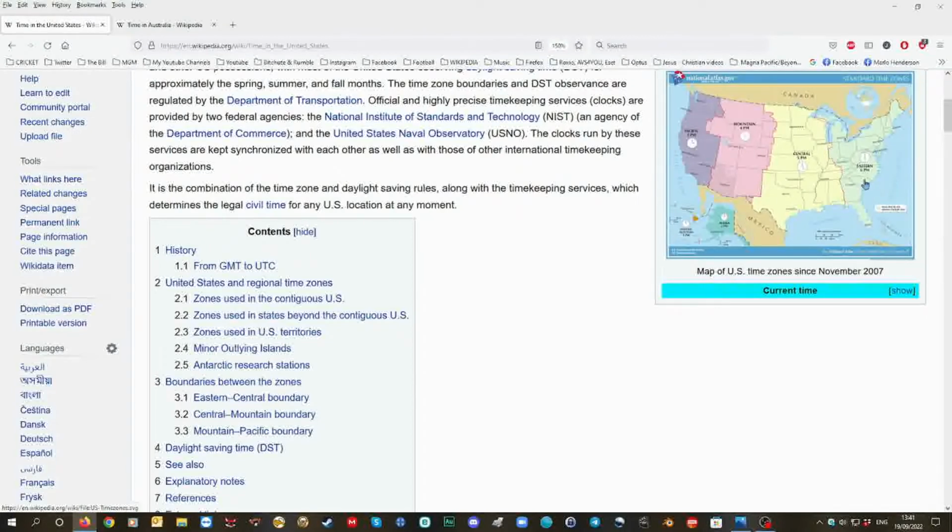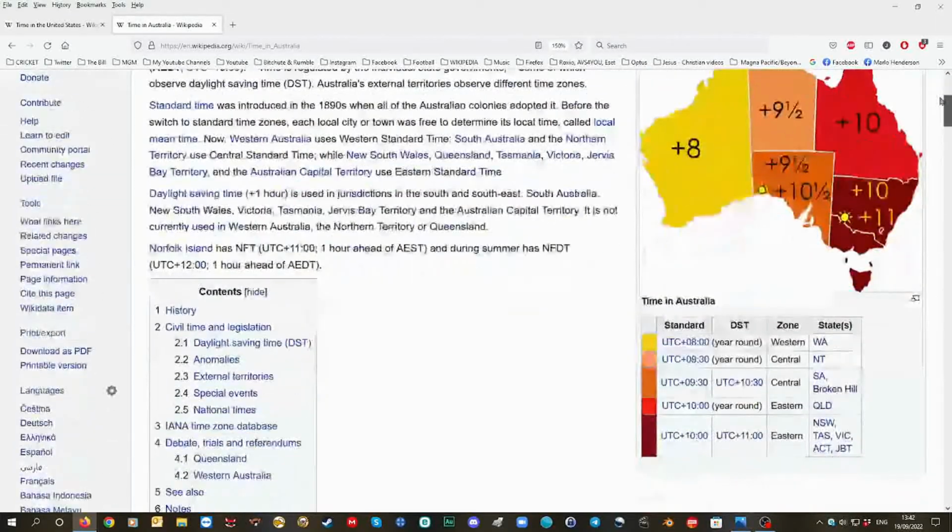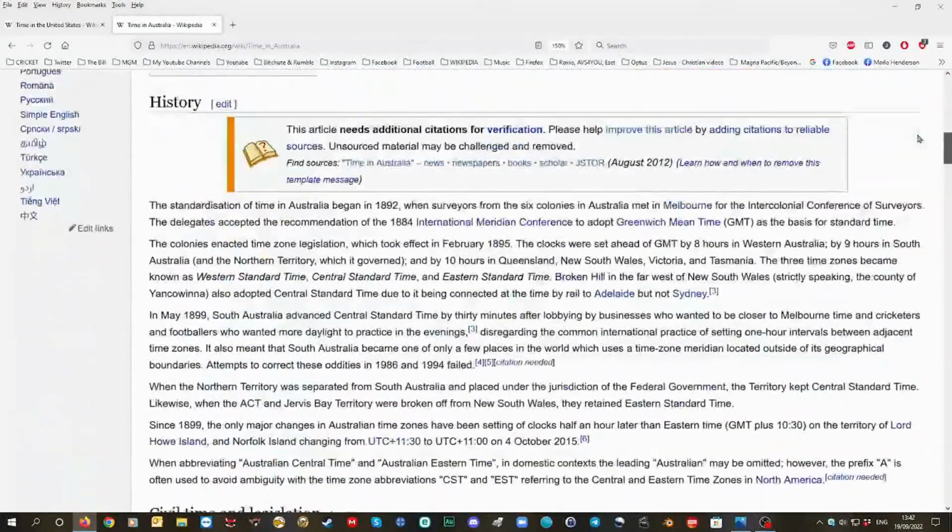So that's the American, so that's 1 hour difference between the Central and Eastern, right? It's a big area, this. And these are the official ones, right? The official time zones. Of course, there's three official ones in Australia, right? And of course, there's unofficial ones which I've covered before.